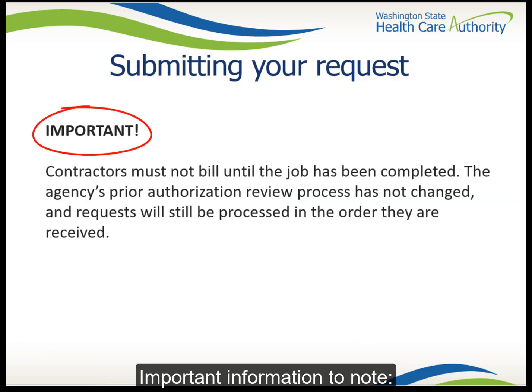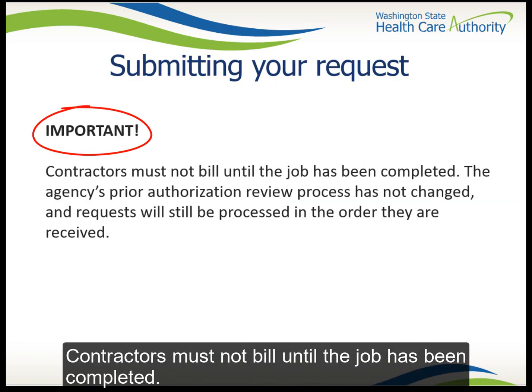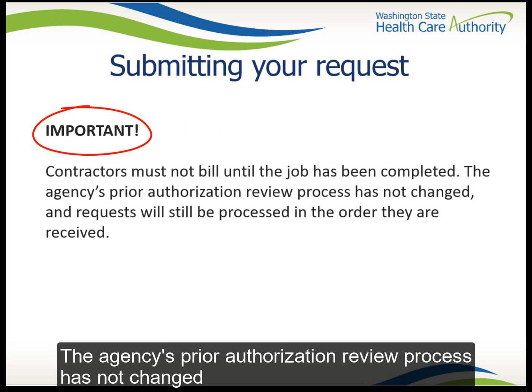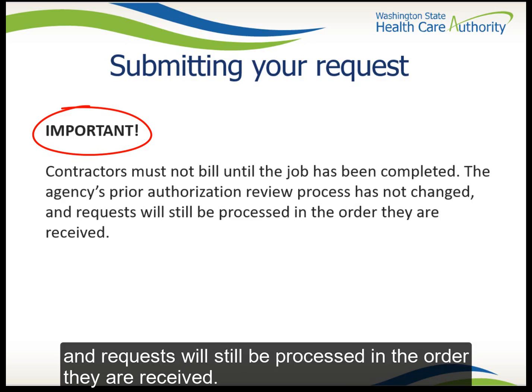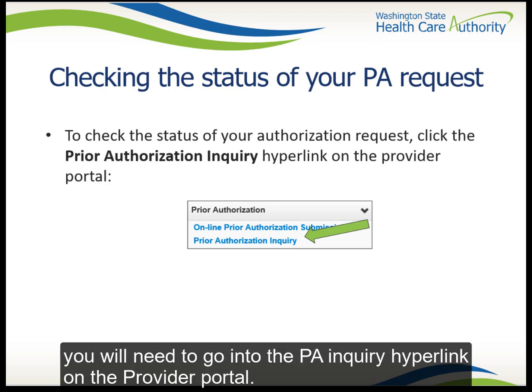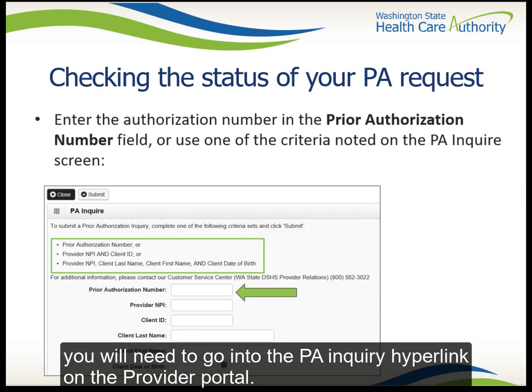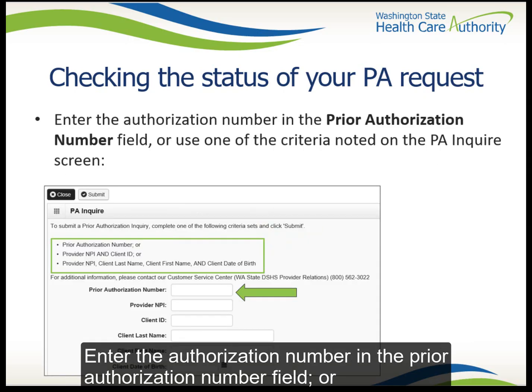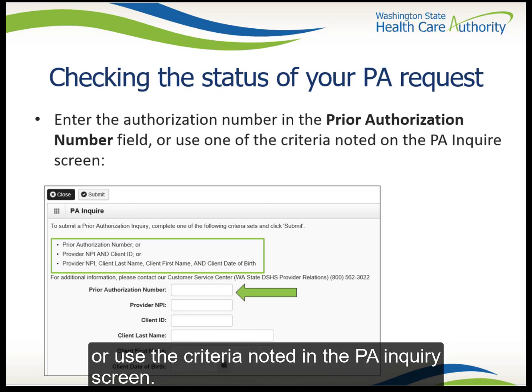Important information to note. Contractors must not bill until the job has been completed. The agency's prior authorization review process has not changed, and requests will still be processed in the order they are received. If at any time you would like to check the status of your request, you will need to go into the PA Inquiry hyperlink on the provider portal. Enter the authorization number in the prior authorization number field, or use the criteria noted in the PA Inquiry screen.